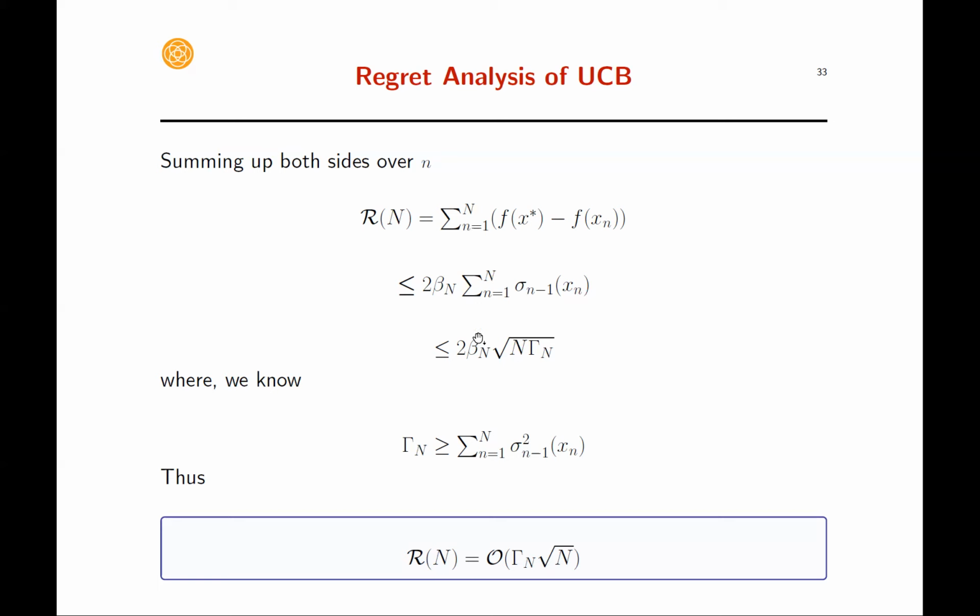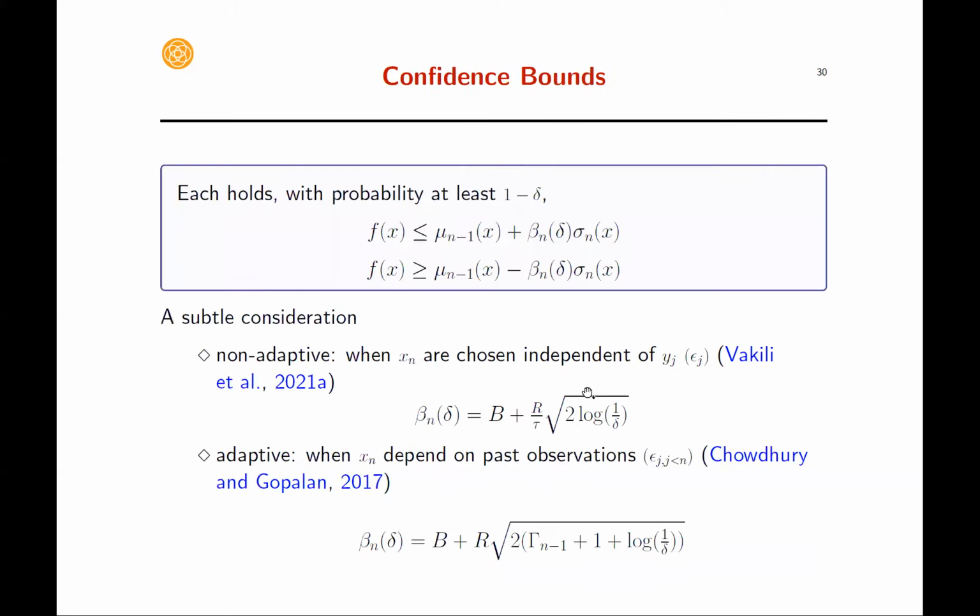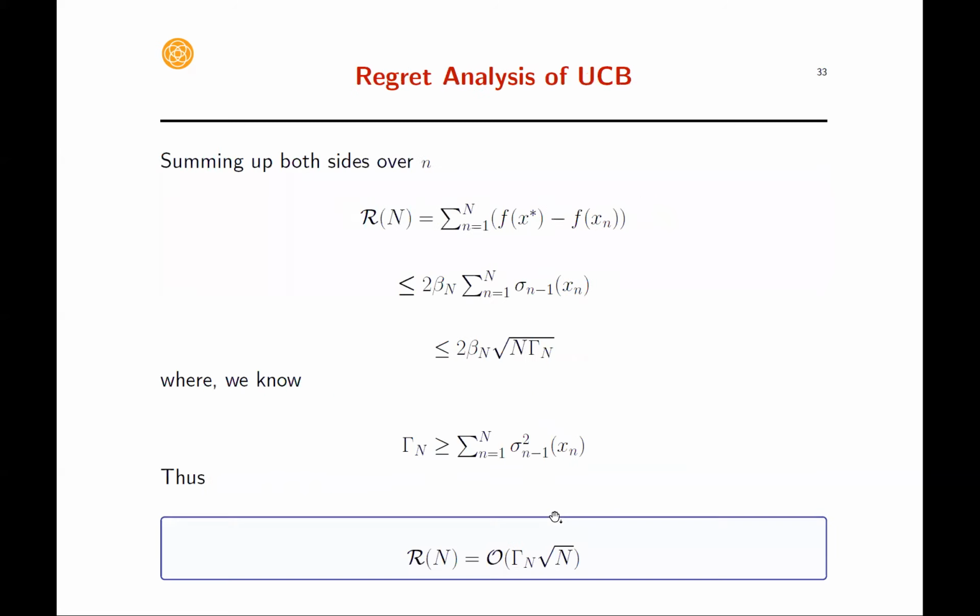Now, if you remember, this beta n for the confidence interval multiplier, for adaptive samples, was growing with a square root gamma n. So the dependency on gamma n was a square root gamma n. So if we replace that dependency for beta n, square root gamma n, we also have one square root gamma n under the square root. So we get a regret of gamma n square root n. So our regret is determined by the complexity of the function class multiplied by a square root n.